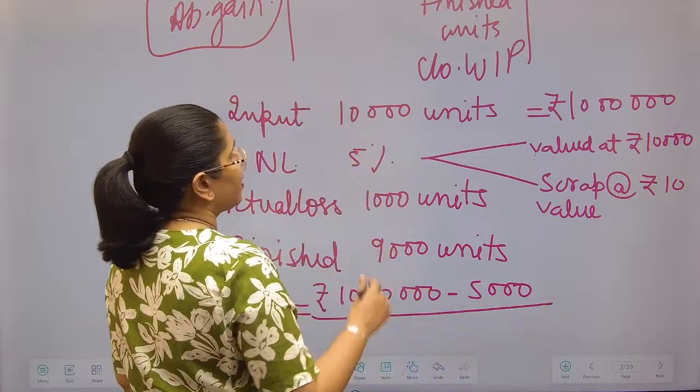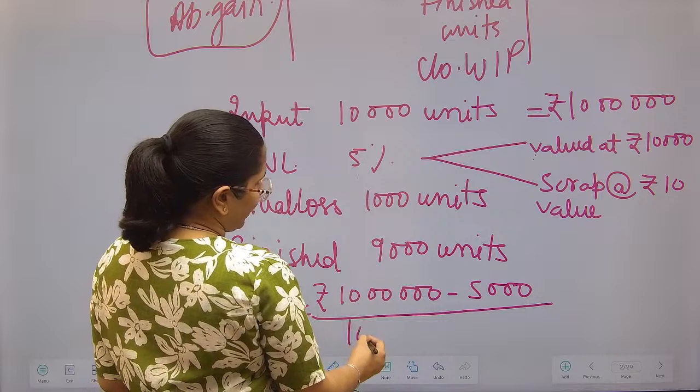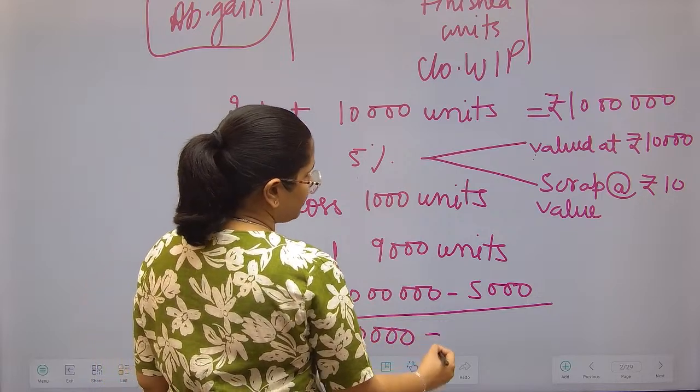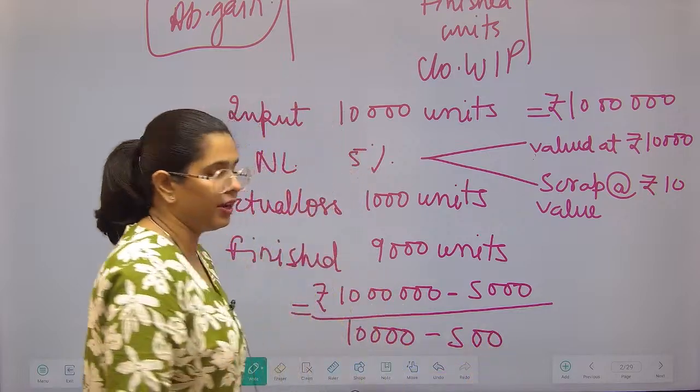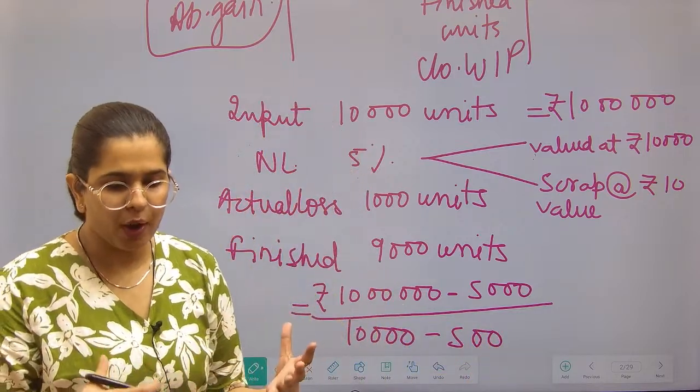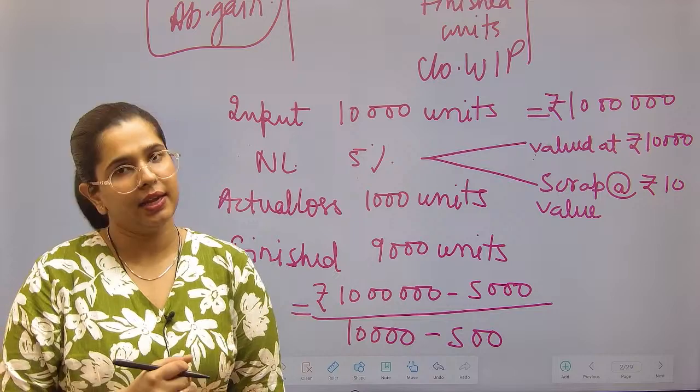Divide what was my input? So आपका total input है 10,000 और इसमें से आप सिर्फ क्या माइनस करेंगे? normal loss माइनस करेंगे, that is 500 units. Why? Because abnormal का valuation तो मैं separately करती हूँ.